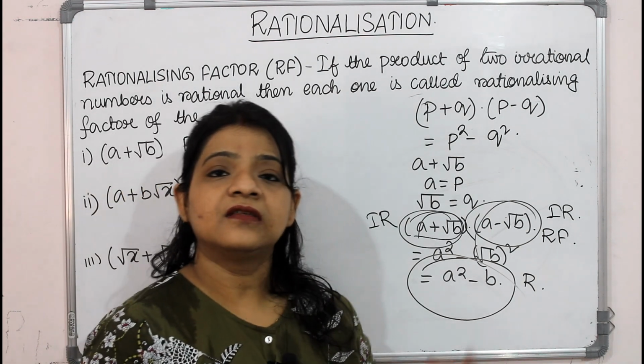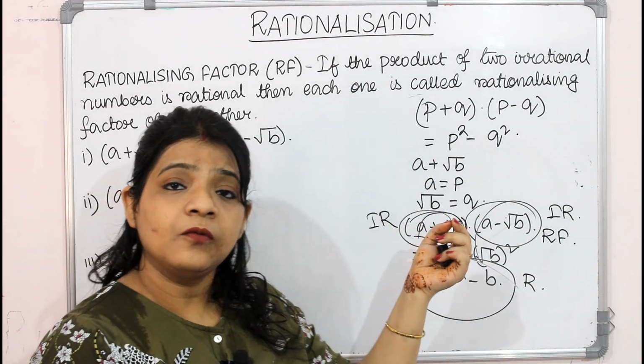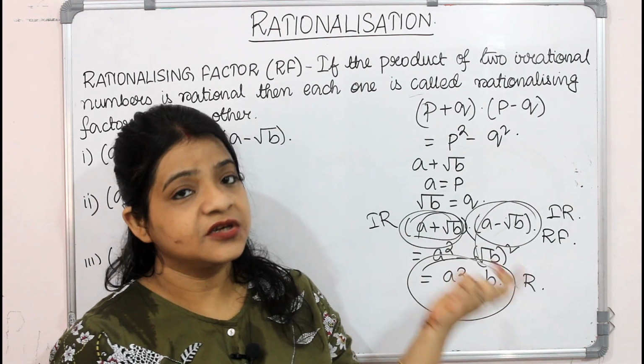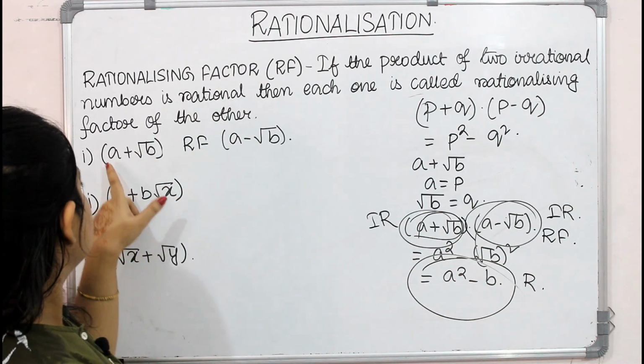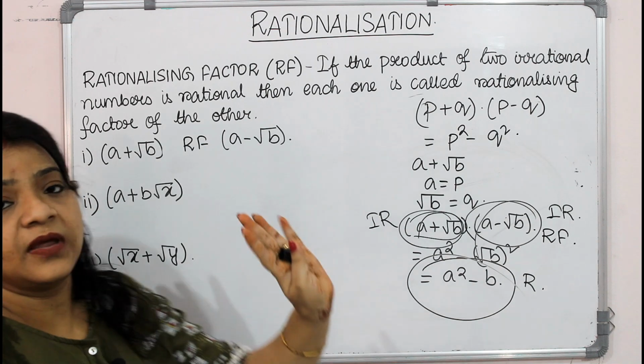Now there is a very easy way of determining the rationalizing factor, that is, all the numbers will remain as they are.